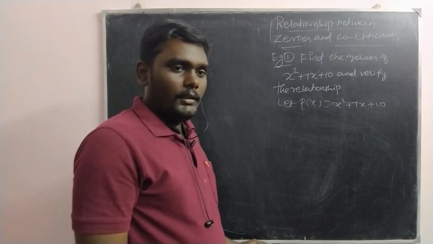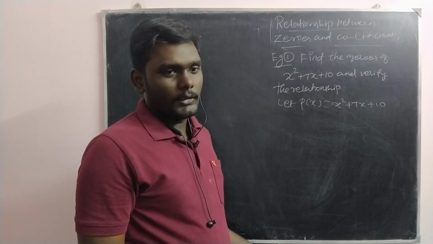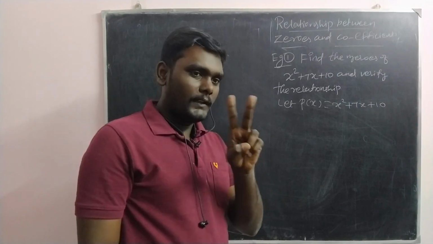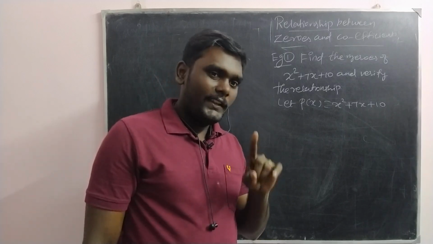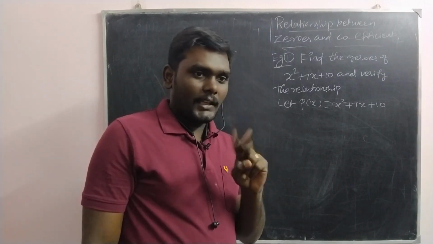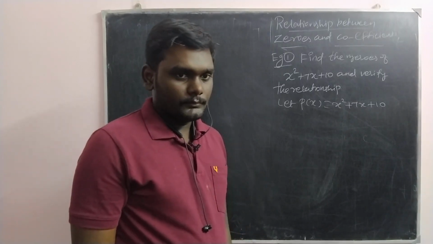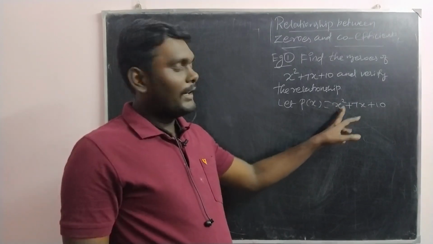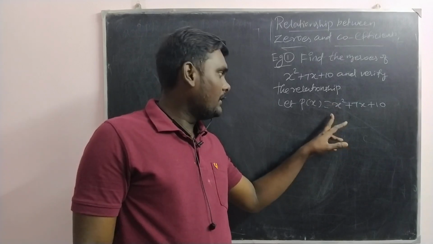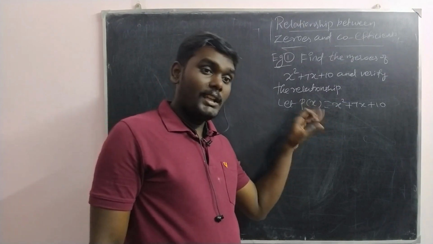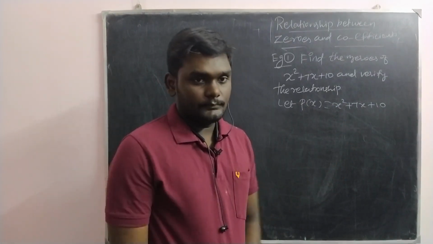And then the first step is to find the zeros of the polynomial. There are two ways this could be done. The first way is by factorization. The second way is by quadratic formula. Here we should use factorization only because it is a polynomial. If it is a quadratic equation, we can use the quadratic formula.